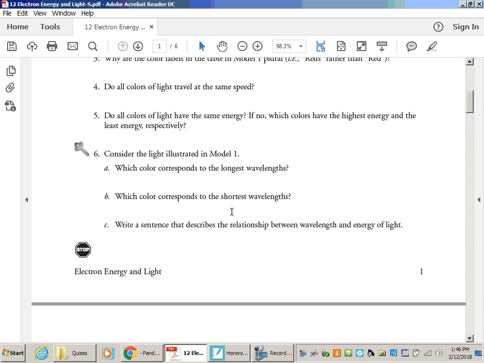Okay, this last part, 6. Talk to the person next to you to establish a sentence that would show the relationship between energy and wavelength. You've got about 20 seconds to finish that, and then we're going to go back to notes.